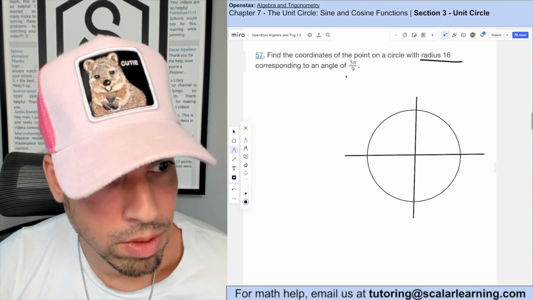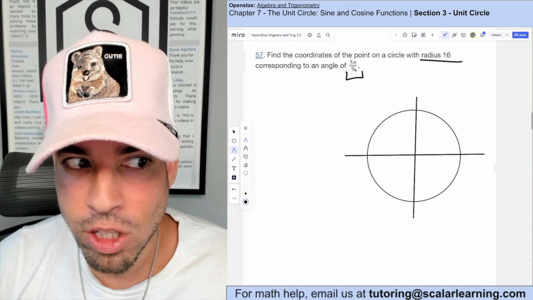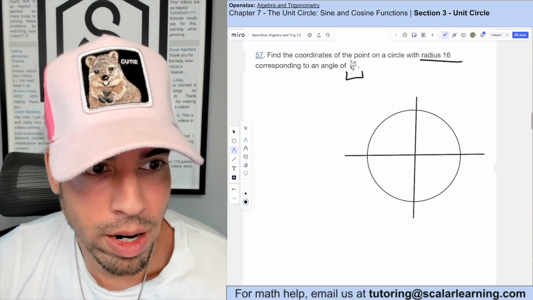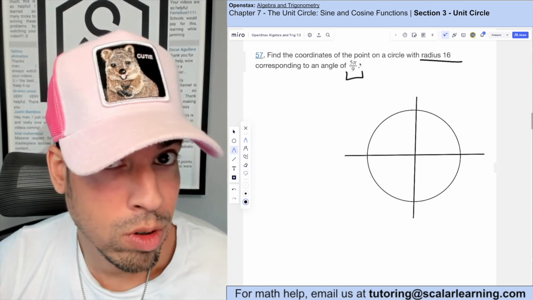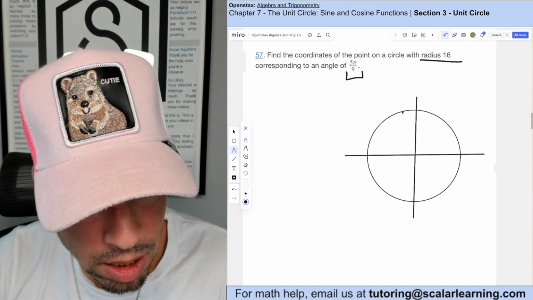So this one is kind of interesting. It gives us a radius of 16 and a corresponding angle of 5 pi ninths. The thing is, this is actually not on the unit circle. So let's first estimate where this will go, right? 5 pi ninths, that's a little bit more than 1/2 pi. So 1/2 pi is 90.